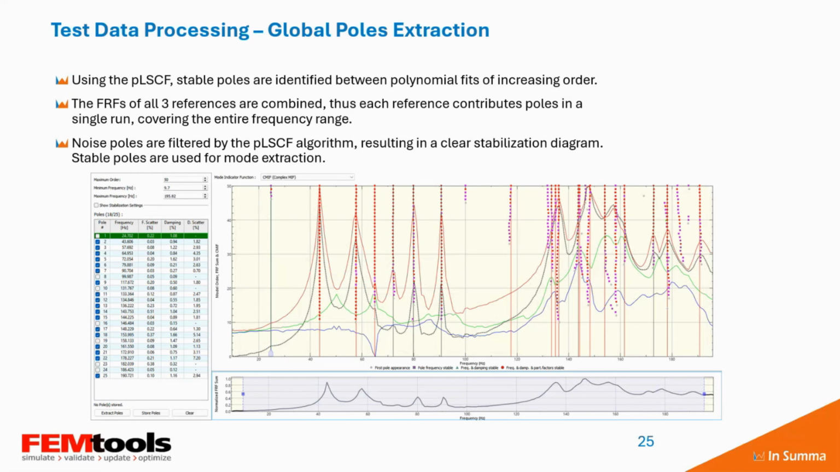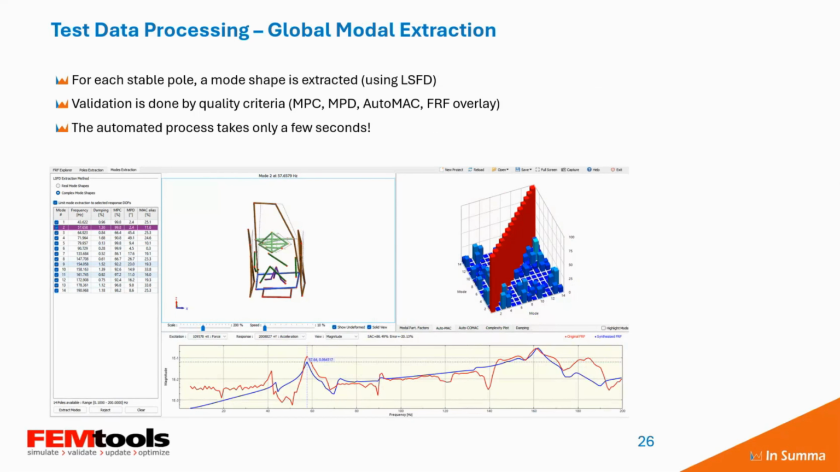And this is due to the shift in resonance frequencies from one FRF to another because of mass loading by accelerometer sensors. But for our application today, we use the global method because it works nicely and we are able to extract stable poles using this method.